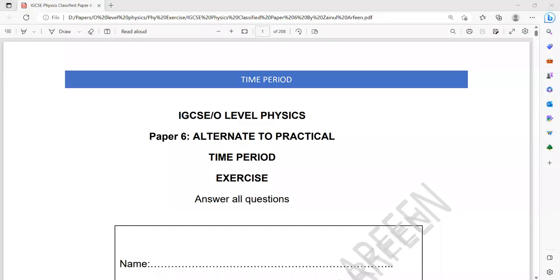So alternative to practical, we will solve today question 5 to question 7 from topic time period.